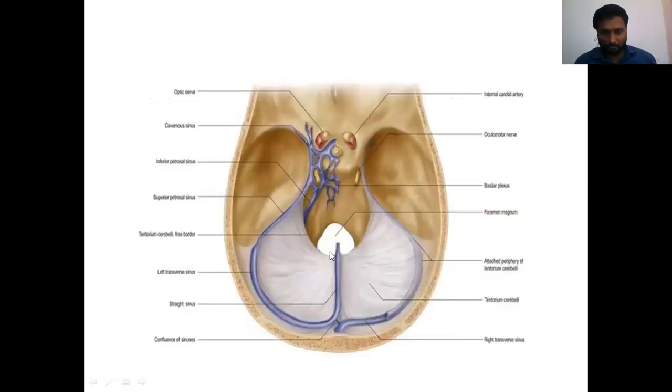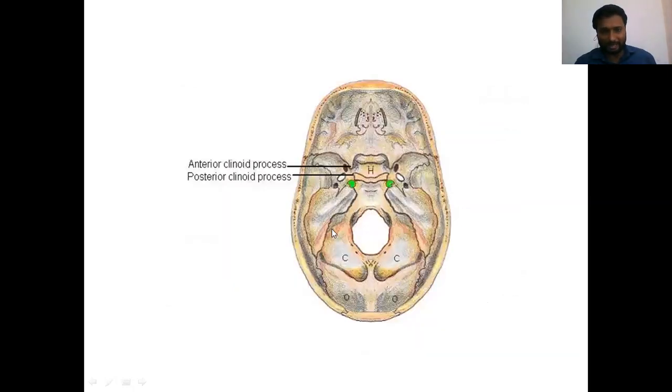See, this is the diagram of the tentorium cerebelli. This is the free margin. Why does it have this U-shaped free margin? It is for the passage of the brainstem. Its anterior end is connected to the anterior clinoid process. What is that anterior clinoid process? See, this is the anterior cranial cavity. Here we can see two projections. These are the two anterior clinoid processes.